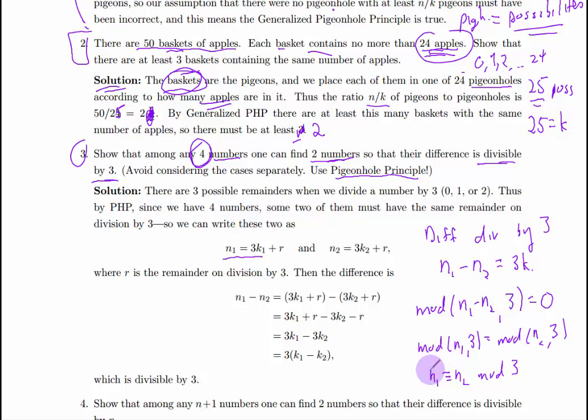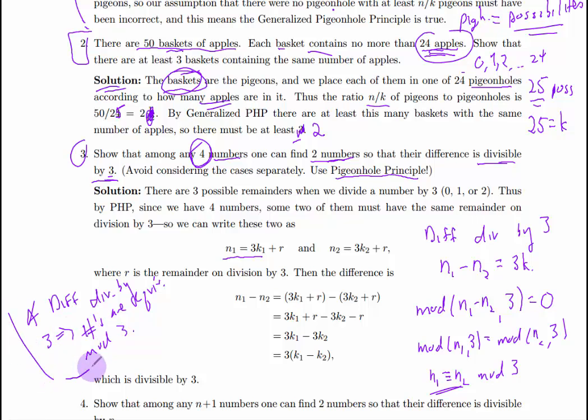Okay? So what we're saying here is that if the difference of 2 numbers is divisible by 3, then they are the same mod 3. So that's the important thing here: you say the difference is divisible by 3, that means that the numbers are equivalent mod 3. That's the important fact here.